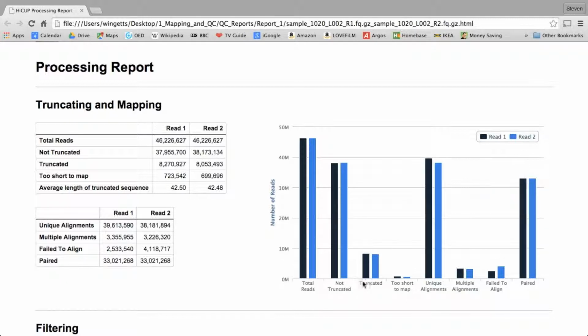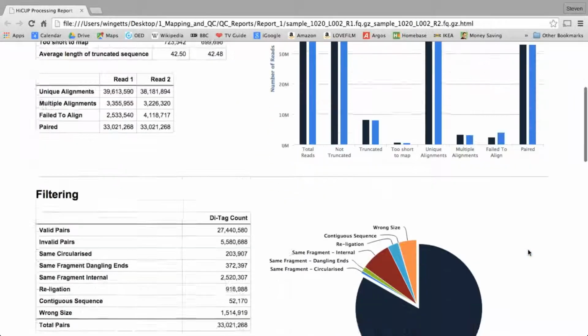We see a number of the reads have been truncated, although it is quite a small proportion in terms of the total number of reads that were processed. There are in excess of 80% of the reads map uniquely to the reference genome, which is good, and overall around 70% of the reads were paired with its partner, and this is pretty good as well. So the mapping seemed to go fine.